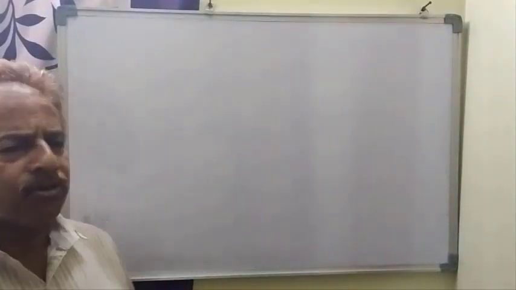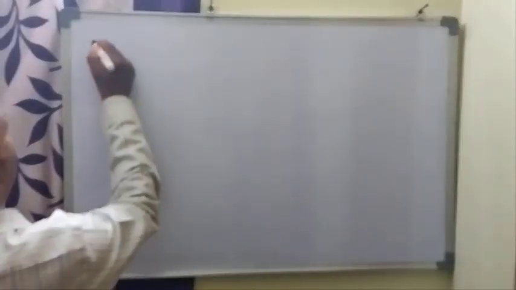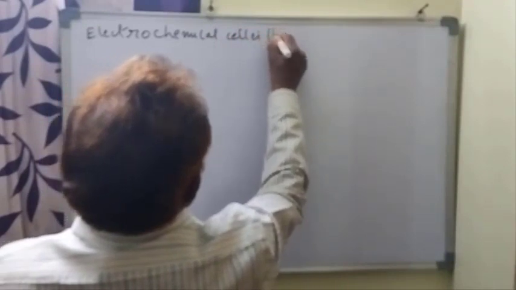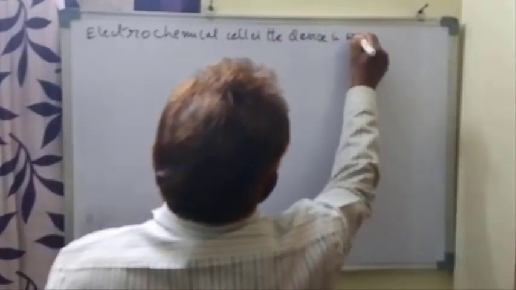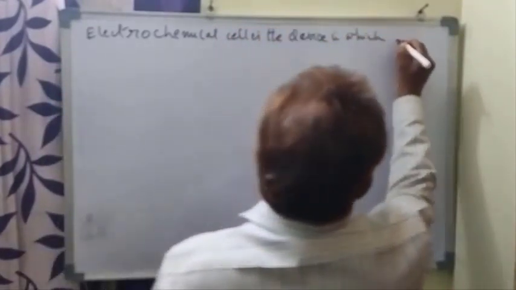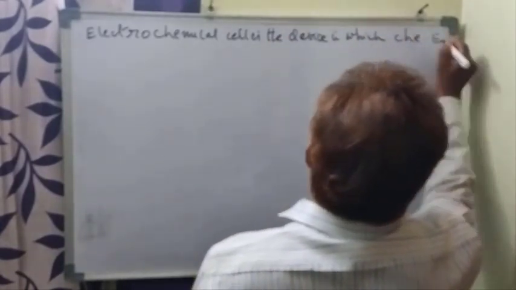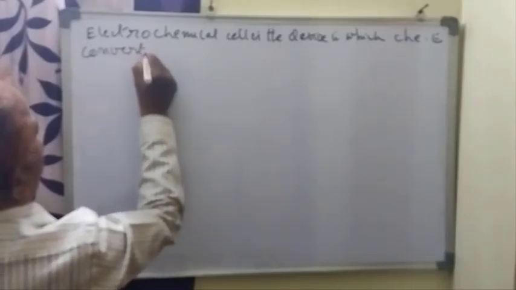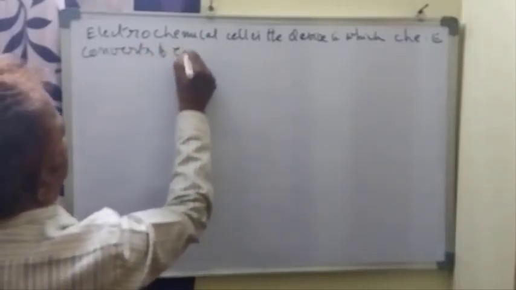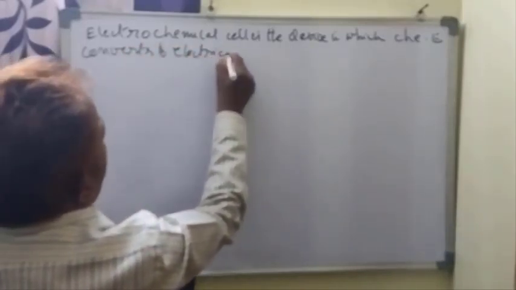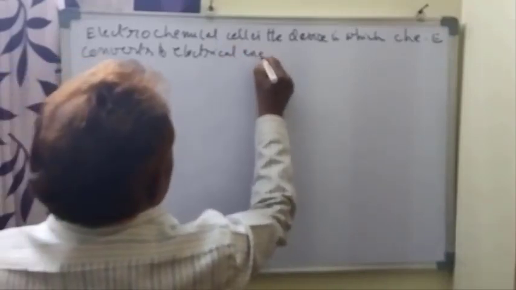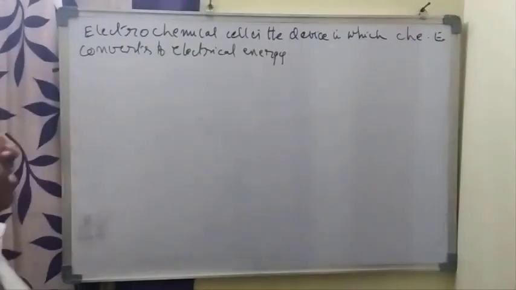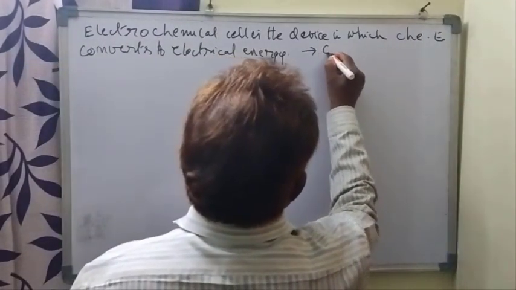What is an electrochemical cell? Electrochemical cell is the device in which chemical energy converts to electrical energy. Chemical energy converts to electrical energy, and of course such a device we call a galvanic cell.